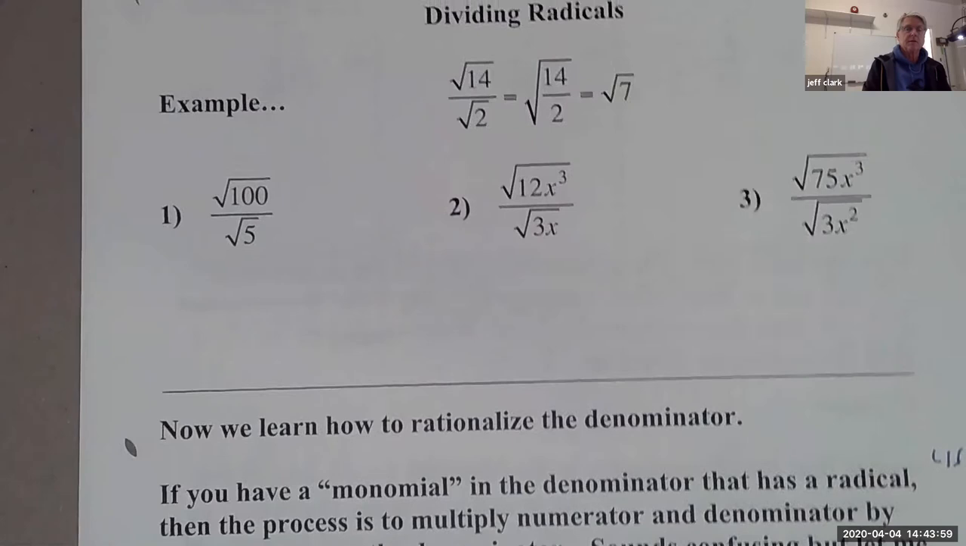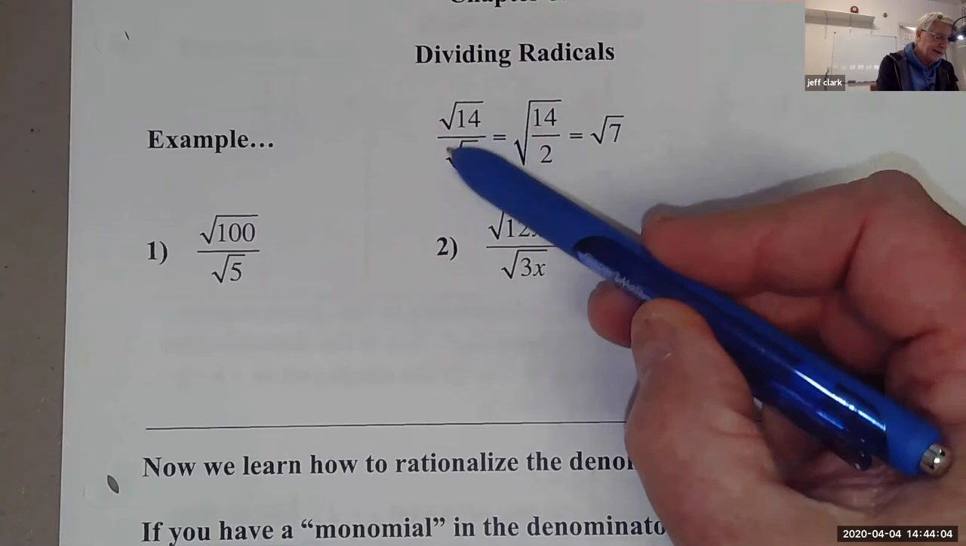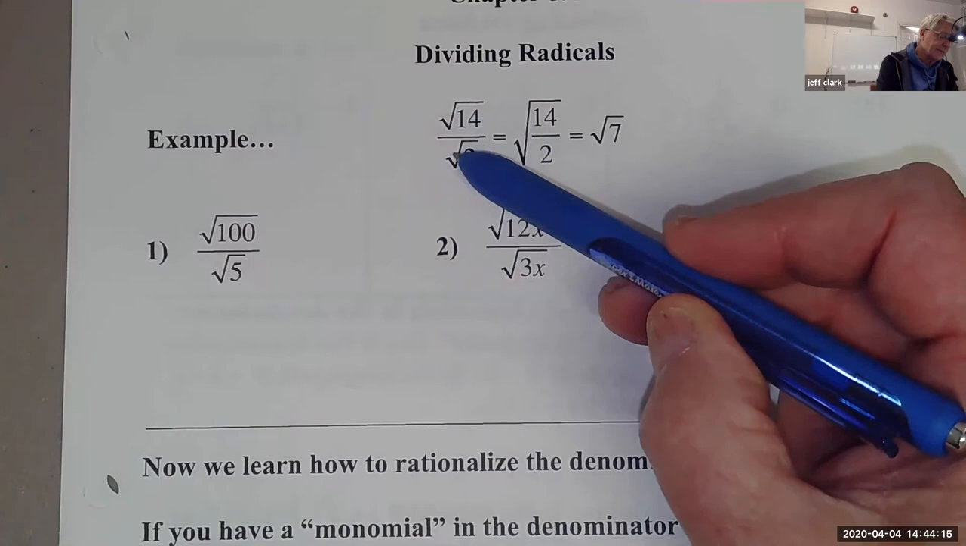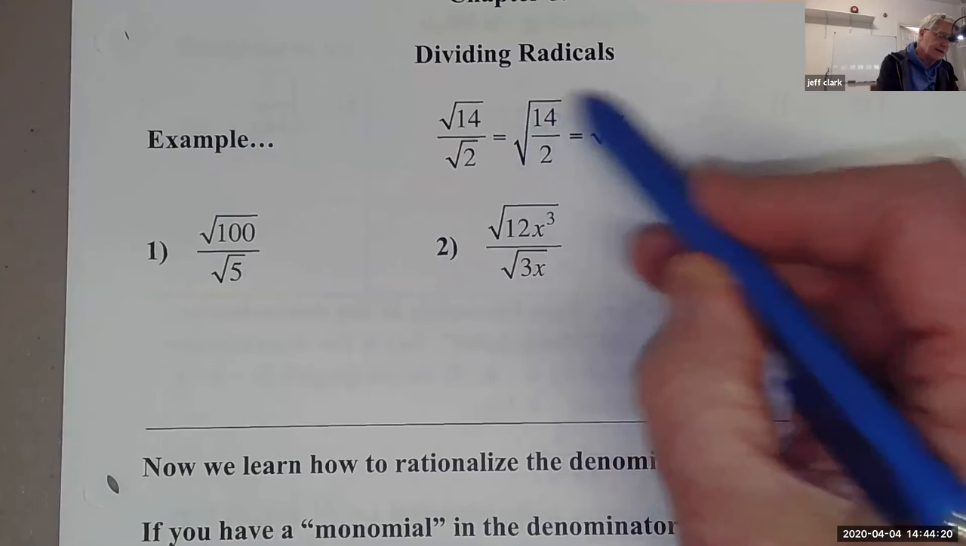So some of the problems like this have a radical down below, and you don't want that. Some of the problems, if you notice the numerator and denominator, will easily be divided. So you can take two radicals, as long as the indexes are the same. That's a 2 and that's a 2. And you can make one big radical, simplify that, and then that's your final answer. So some of them might look that way.